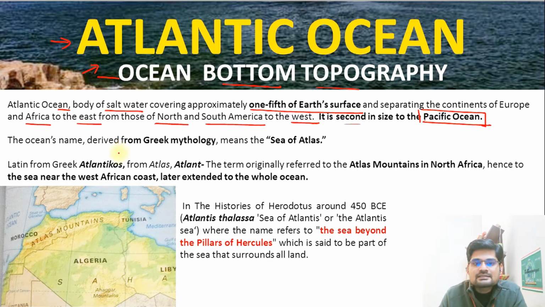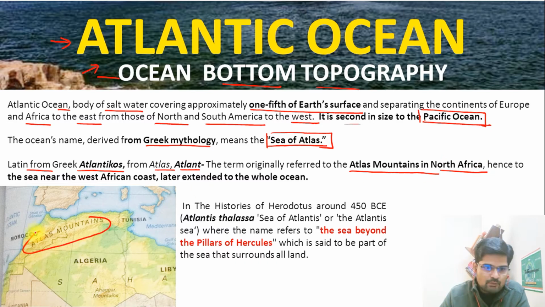Now let's understand how this Atlantic Ocean gets its name. It comes from Greek mythology, basically meaning that it is a Sea of Atlas, right? This is important to remember. From Greek, the word is Atlantikos, that is from Atlas or Atlant. The term originally referred to the Atlas Mountains in North Africa. Remember, this is the Atlas Mountain in North Africa.